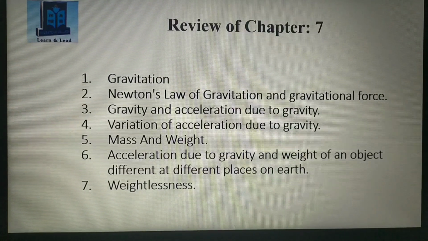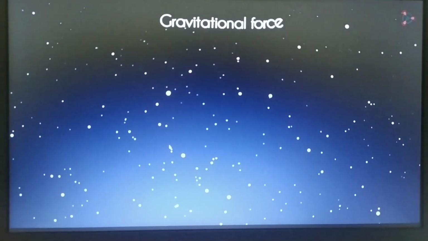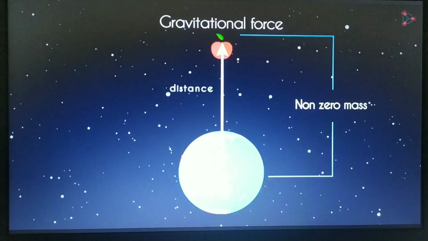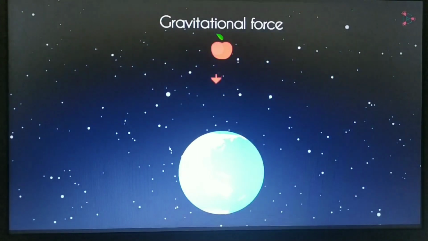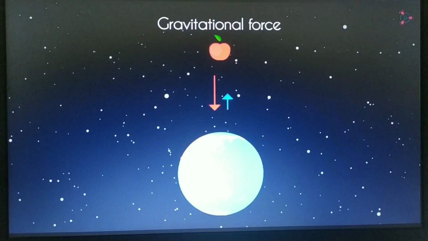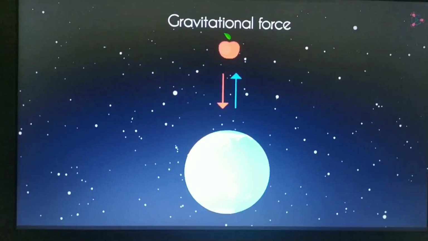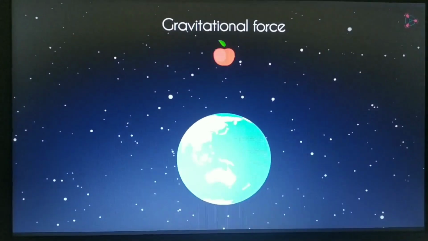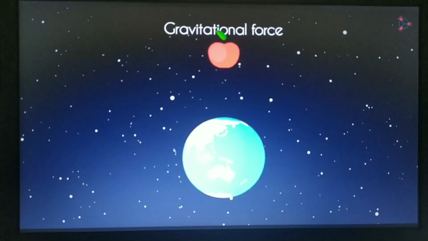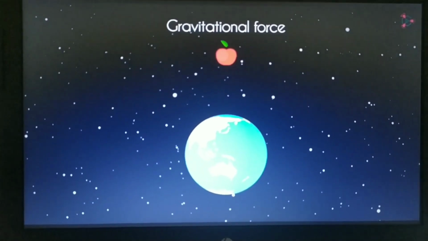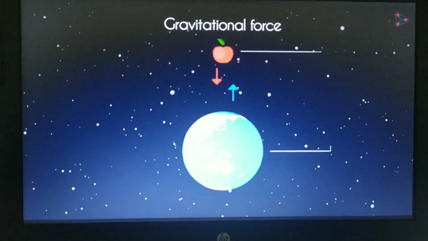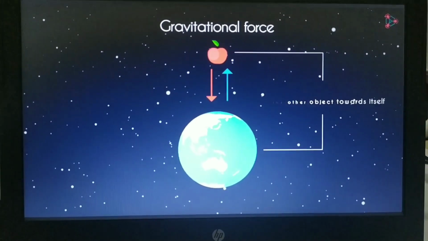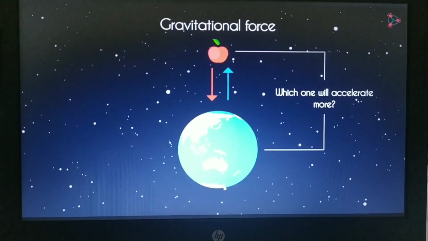Let's enjoy the video. We thought that the gravitational force is the attractive force between any two objects with non-zero mass separated by a distance. So does the apple fall towards the earth, or does the earth move towards the apple? Or do both move towards each other? It's actually simple logic. This is the earth, and say this minuscule object is an apple. Based on what we learnt about the gravitational force, both apply an equal force to attract the other object towards itself. So if the forces are equal, which one will accelerate more?